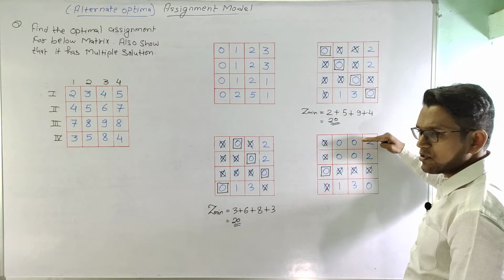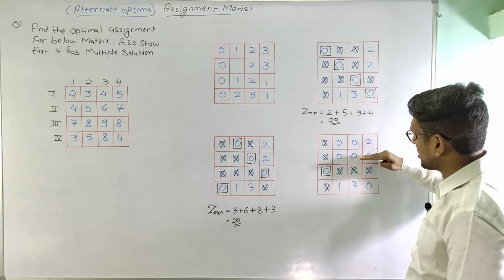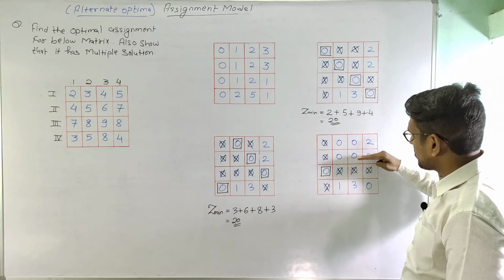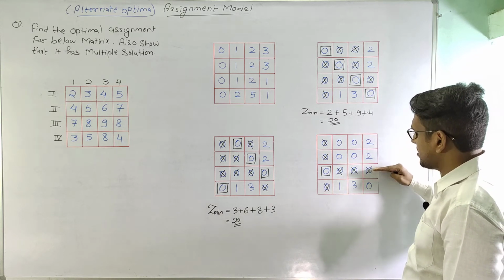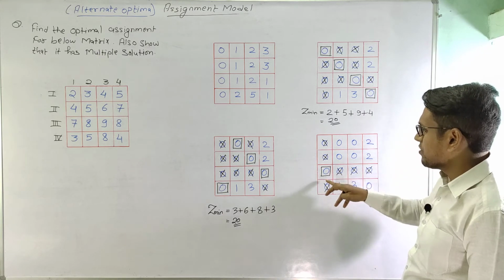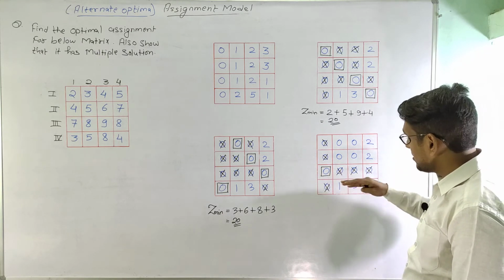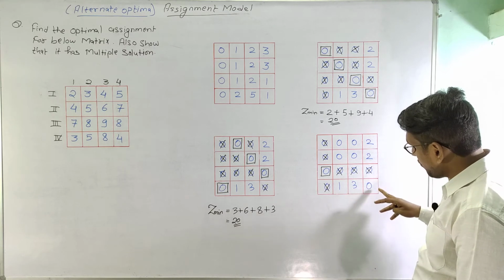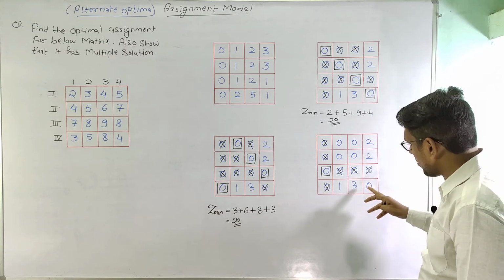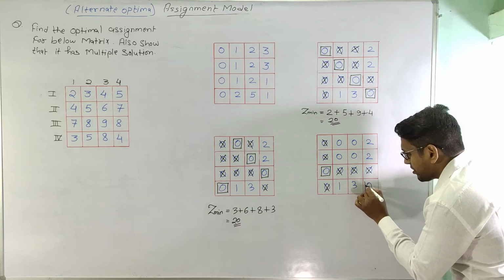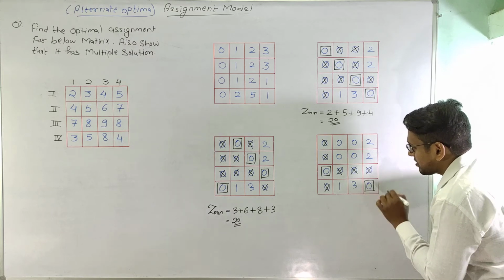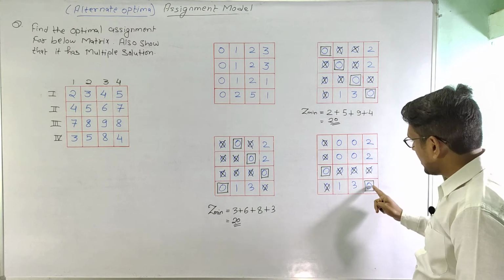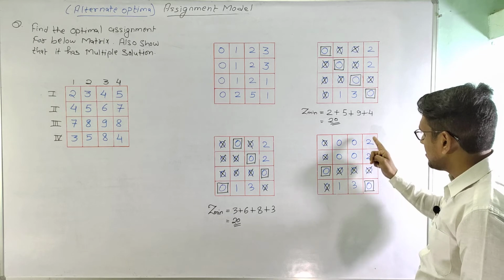Row 1 is having more than 1 zero, so we will skip this. Row 2 is also having more than 1 zero, so we will skip this. Row 3 is already having an assignment, so we will skip this. Row 4 is having a single zero now, so we can assign this particular cell, and once this is assigned, no more assignment can be done in this row and in this column.